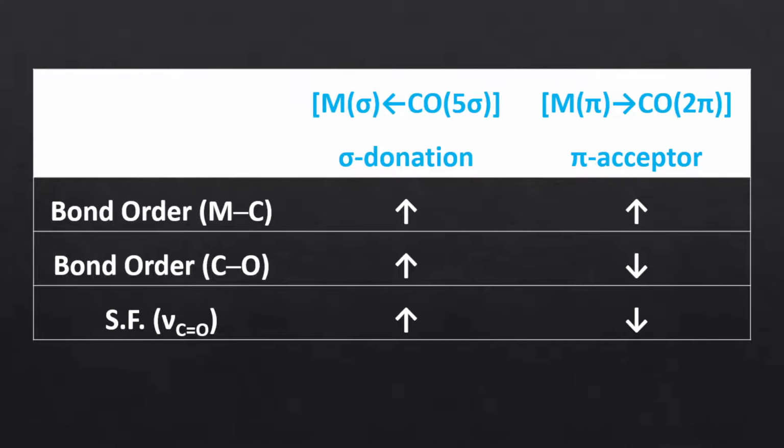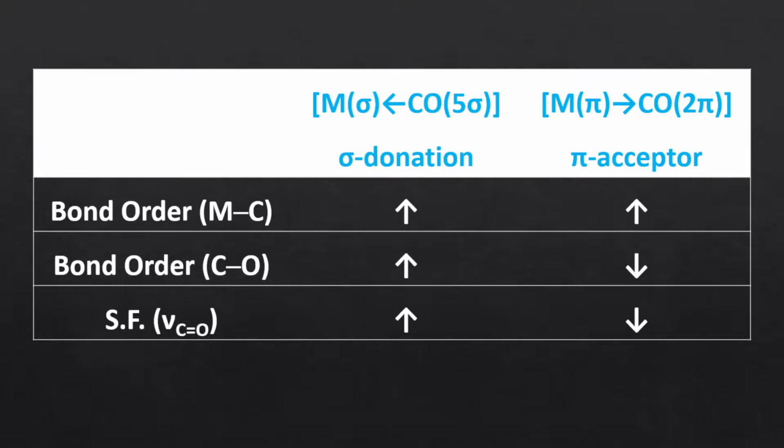Therefore, the stretching frequency of the carbon-oxygen bond increases with sigma donation while decreasing with pi acceptance. On the other hand, the bond order of metal-carbon bond increases both in sigma bonding as well as in pi bonding. Consequently, the stretching frequency of the metal-carbon bond is also increased.